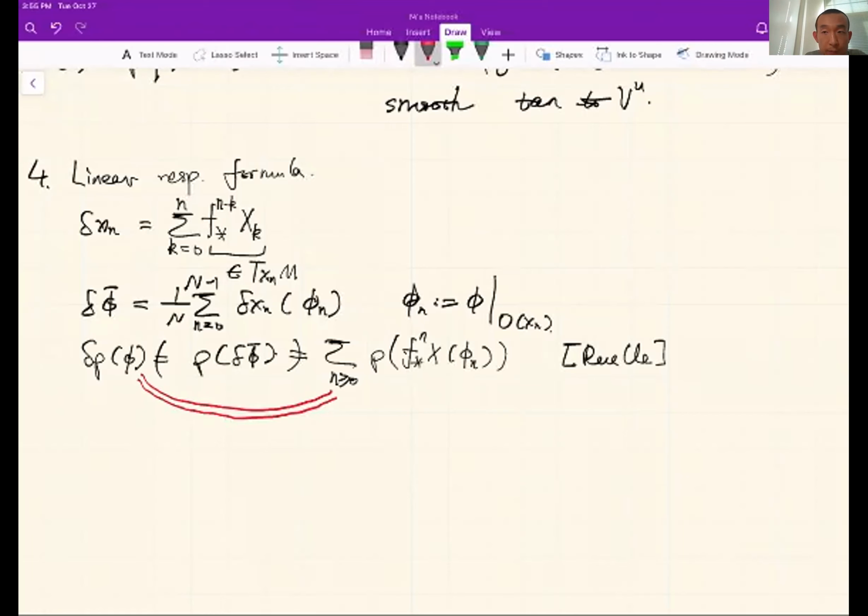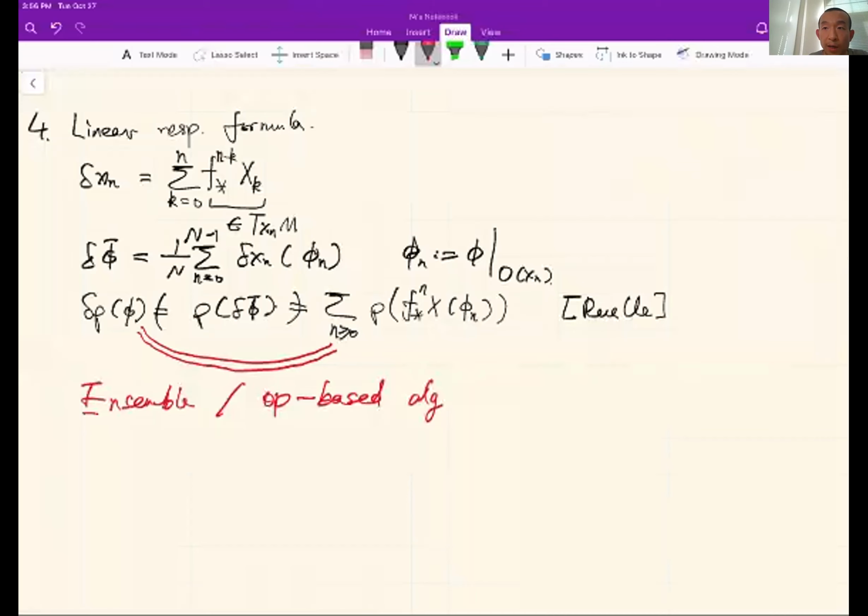And we want to recover that. Losing this kind of ergodic theorem situation makes a lot of algorithms slow. The algorithms based directly on implementing this linear response formula typically suffer from high computational cost. For example, the ensemble methods or some operator-based algorithms are all based directly on implementing this linear response formula. And because of the bad convergence behavior of this formula, these algorithms are typically slow.